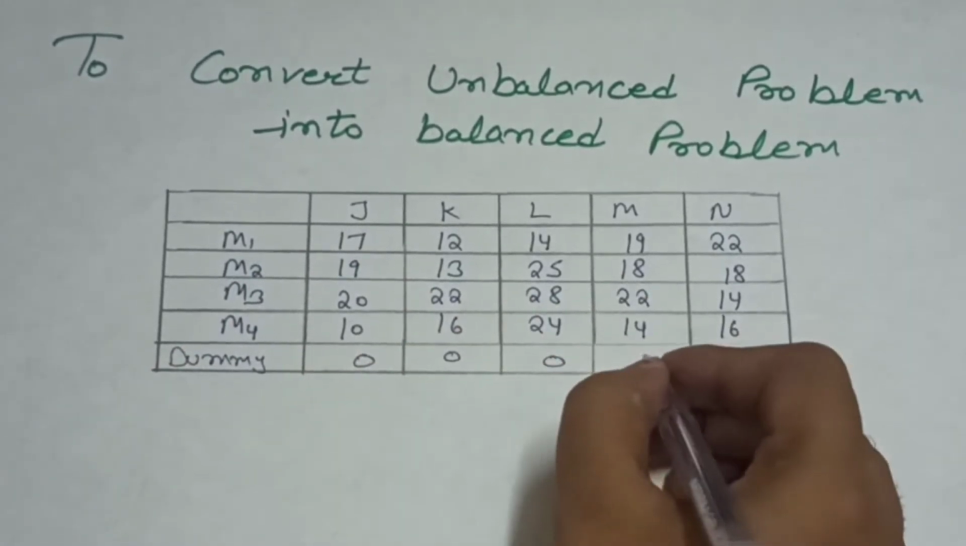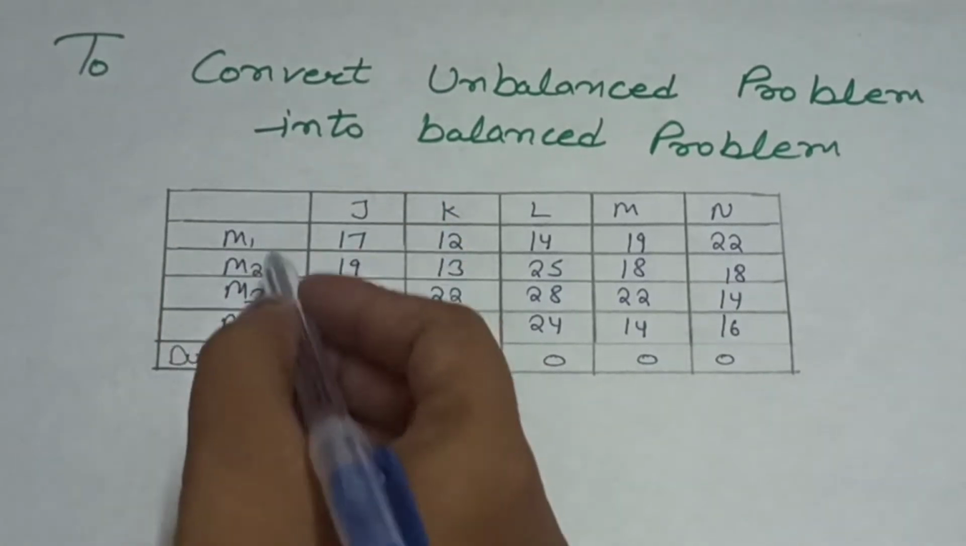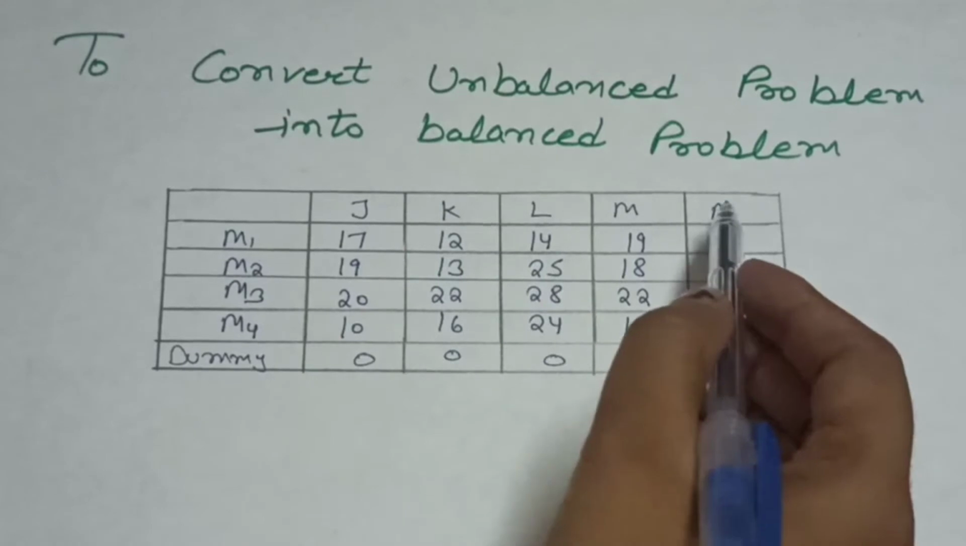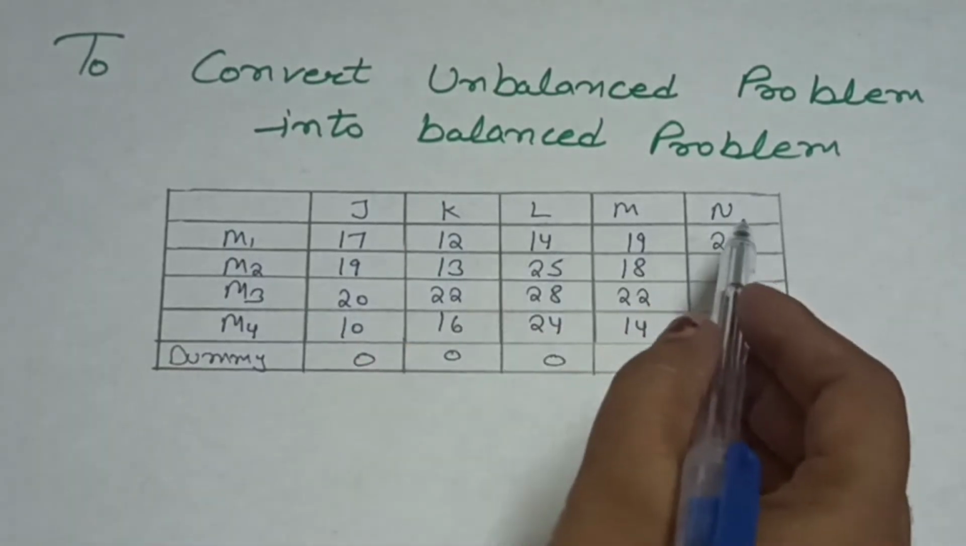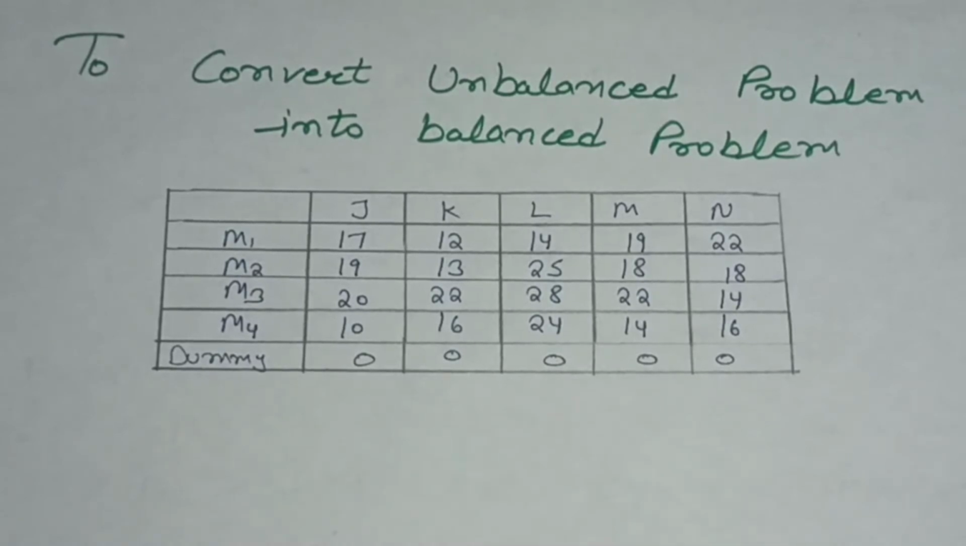We will put the value as 0 here. So, now you can see here we have 5 rows and 5 columns. So, the order of this matrix is equal now. So, we can say this is our balanced problem.